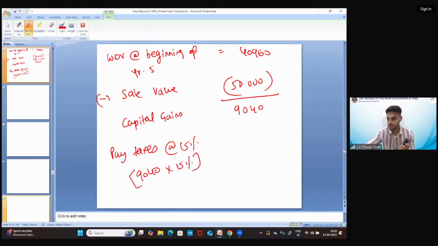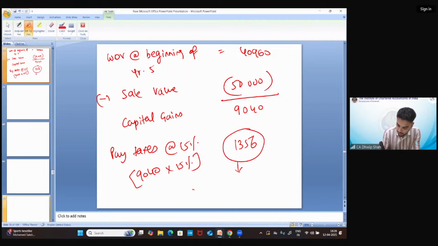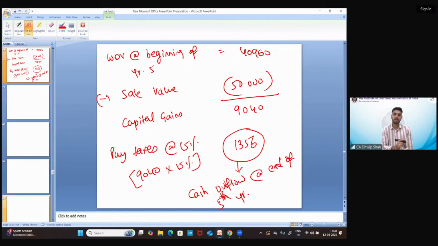So 9040 का 15%. 9040 into 15%, 1356. So this is my tax outflow. मेरे जेब से पैसा जाएगा. So this will form part of your cash outflow at the end of fifth year. Means you have to discount this as well with the discounting factor of fifth year.